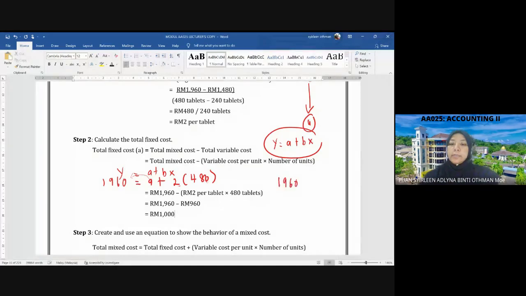1960 tu, your highest point tadi, daripada 1960 tu, 1000 ialah fixed cost. Okay, 960 ialah variable cost. Ini in total lah, which is actually RM2 darab 480 unit. Okay, ini yang saya suruh asingkan tadi. So from 1960 tu kita faham is actually 1000 fixed cost and 960 is variable cost. Okay, sampai sini ada apa nak tanya?